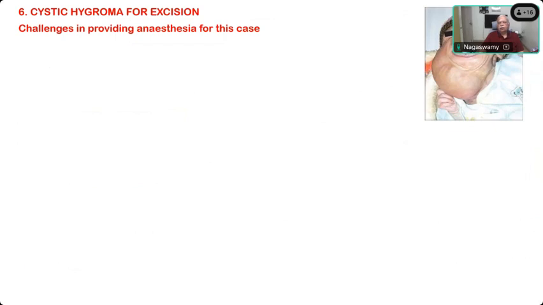Since it is a big swelling, there will be fluid shift. What are you seeing here? A lot of blood vessels, bleeding and bleeding. So tortuous vessels, you know, there can be a lot of bleeding, and such a tiny child with so much bleeding, what can happen? Hypovolemia cannot be tolerated.